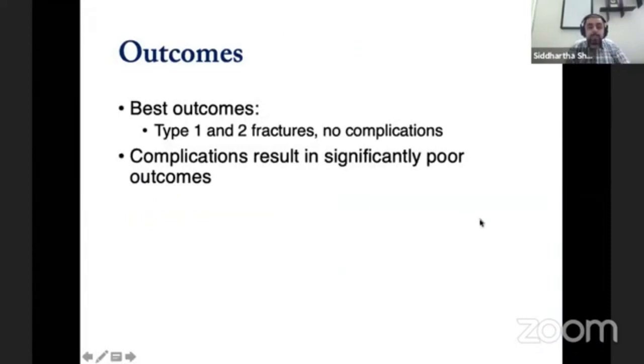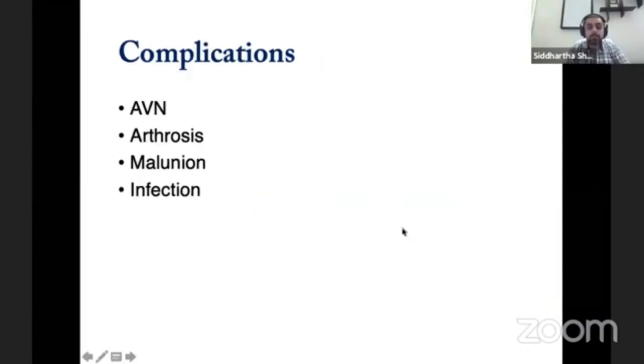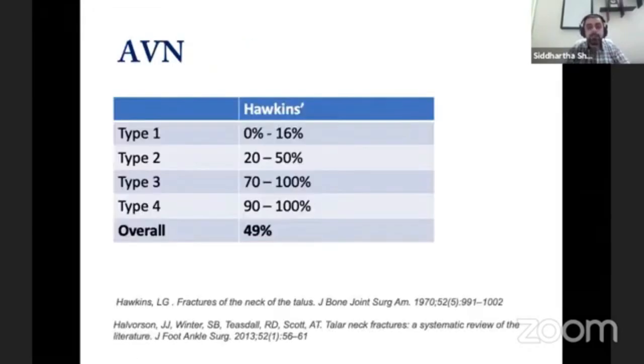The best outcomes are there for type 1 and type 2 Hawkins fractures. And remember, whenever there are complications, it results in poor outcomes. The common complications are AVN, arthrosis, malunion, and infection. Now remember this chart, memorize it by heart because this is so commonly asked in the examination. As the degree of displaced talus neck fracture increases, the Hawkins grade, the rate of AVN also increases.